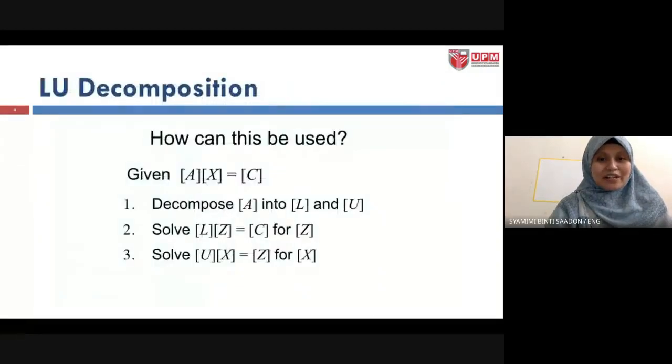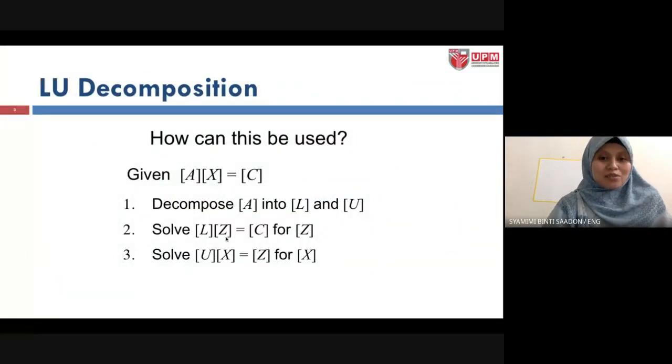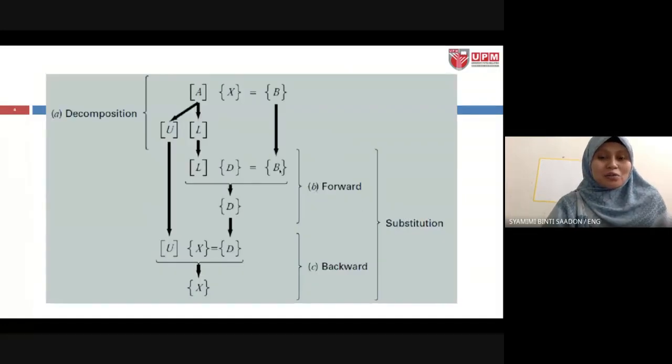Like just now, right? We decompose first. And then this L, this lower matrix, will be multiplied with an unknown matrix, a new unknown matrix that we call D, or here we call Z, it's the same, just notation. D will be equal to B here. So this step is also called forward substitution. We use the lower triangular matrix, L multiplied with D equals B. We will get the answer D because we know L and B is given.